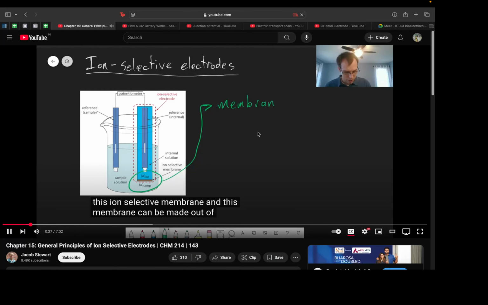This membrane can be made out of many different materials, and so the discussion we're going to have here is going to be general.